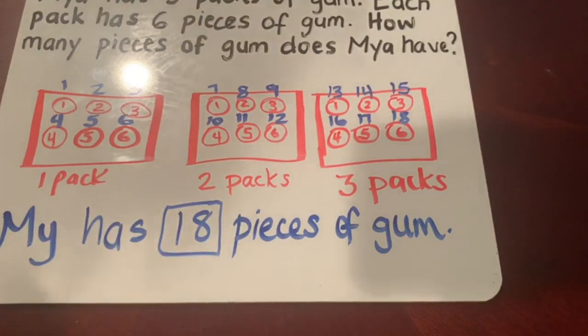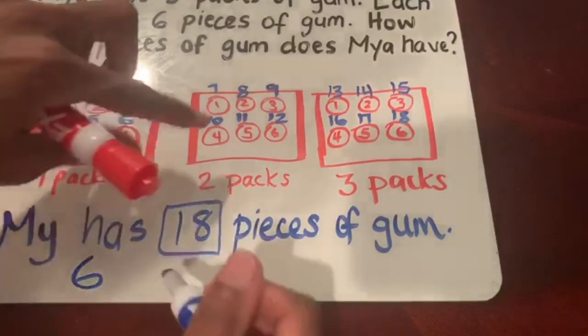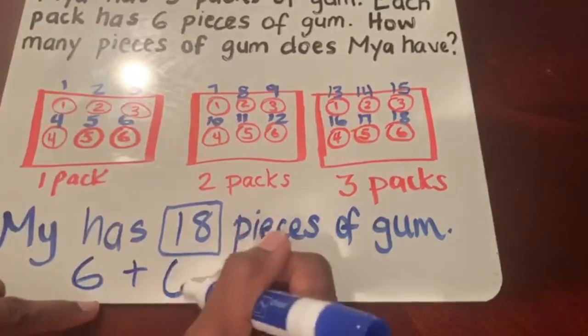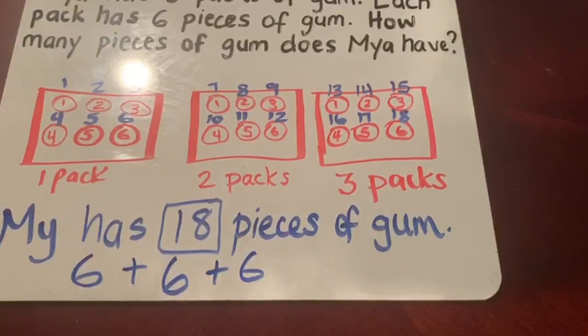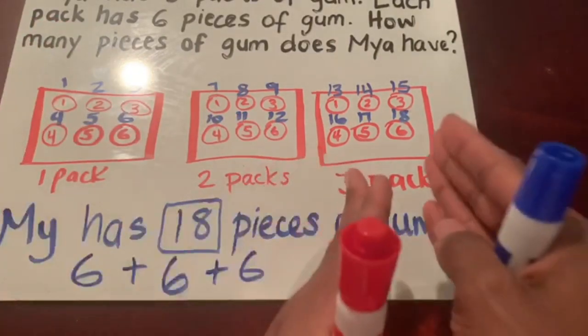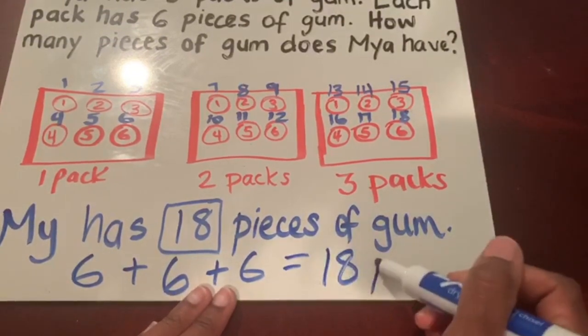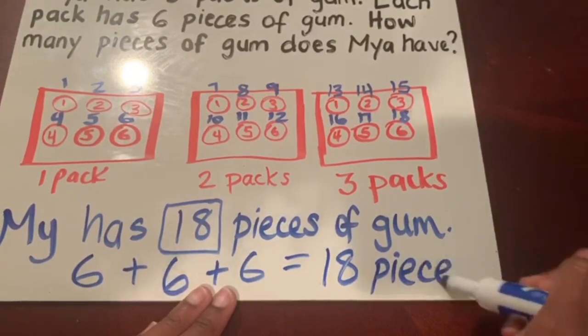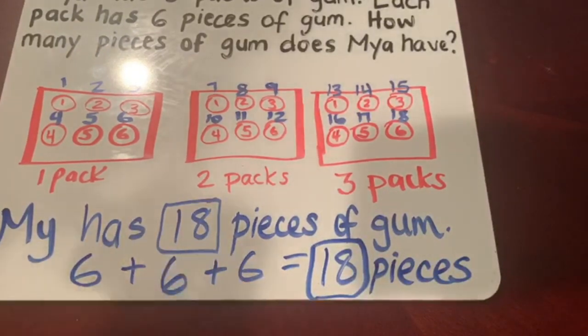And now I want to write an equation to match my drawing. I'm going to write an equation, or you can call it a number sentence to match. So here I had 6. In this pack I had 6 pieces. And in this pack I had 6 pieces. And I'm putting plus signs in between because I put them all together. So 6 plus 6 more plus 6 more gives me a total of 18 pieces. See that? And that is my answer again in a box.